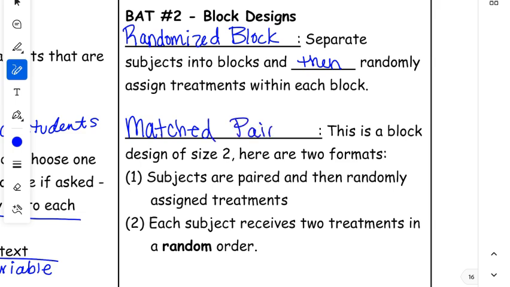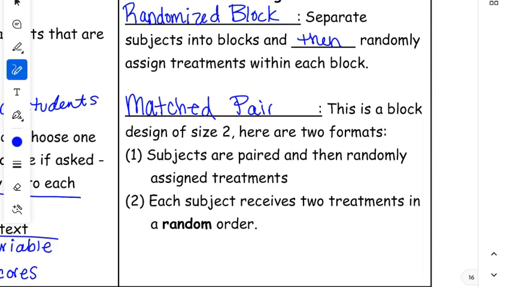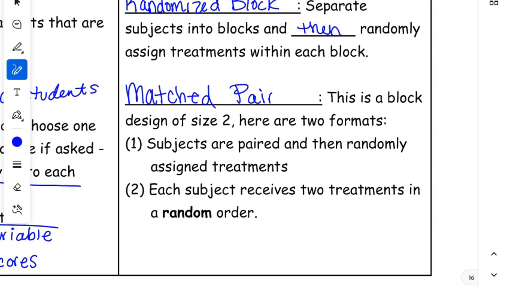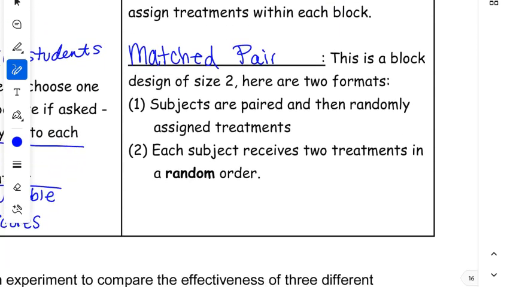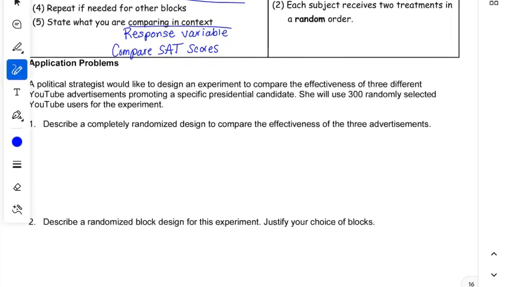Okay, the matched pair design. This is a block design of size 2. Here are the 2 formats. Subjects are paired and then randomly assigned treatments. Each subject receives 2 treatments in a random order. All right, so you are going to work on these 3 questions to create some experimental designs.